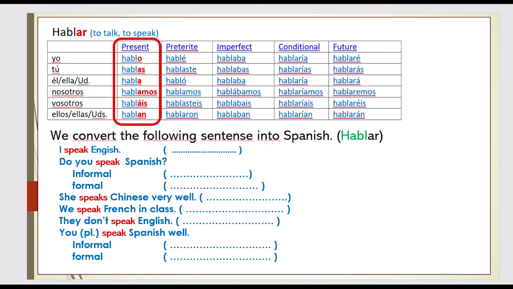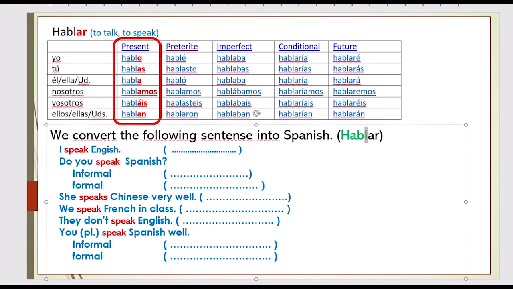Now let's start with the verb hablar, to talk. You can see here I have a table. In the verb to talk, hablar, the letters H-A-B-L are called the stem of this verb, and the A-R is the ending of this verb.